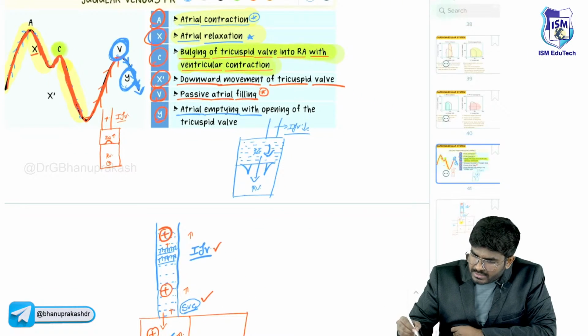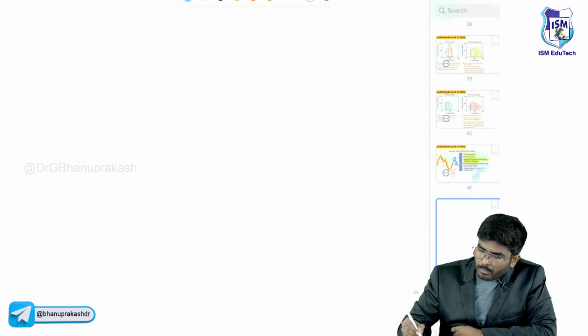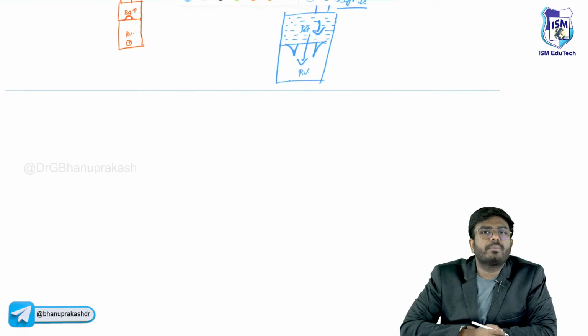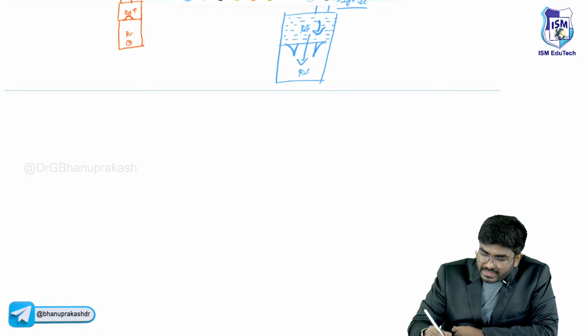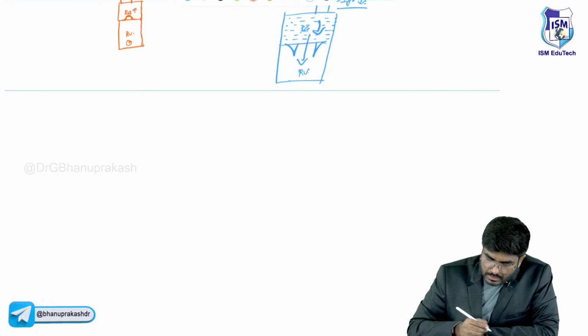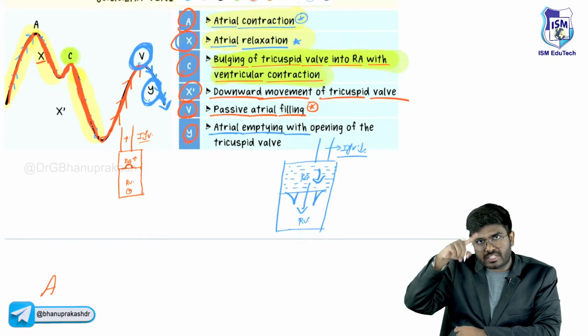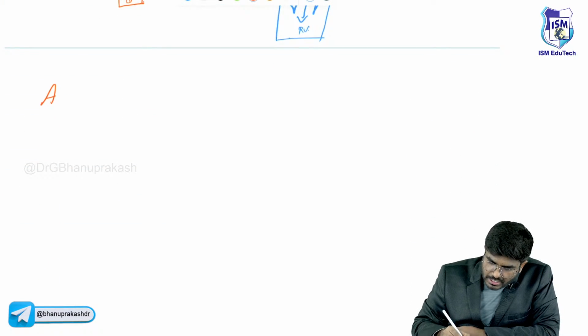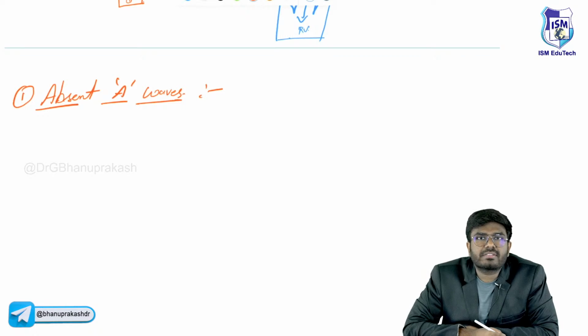Now, if you understand this, I will tell you certain abnormalities, and how the questions will be asked in your exam. Now, the examiner can say: absence of A waves in jugular venous pressure tracing. In jugular venous pressure tracing, A waves are absent. Absent A waves.